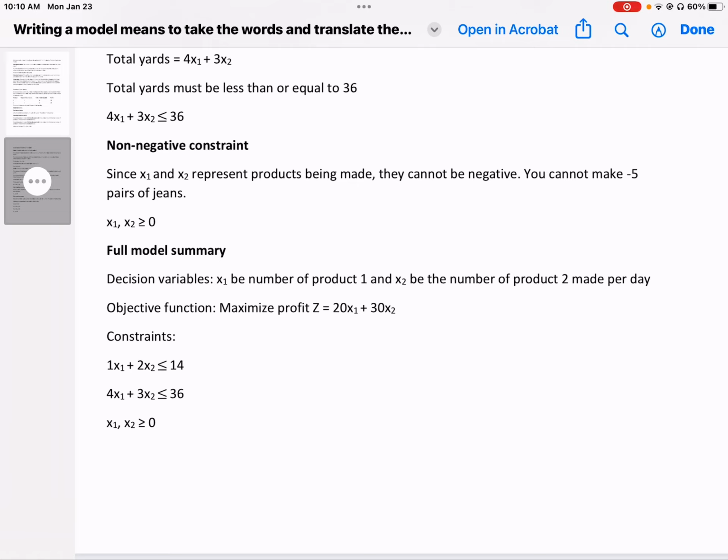And that is the end of creating the model. In another video, we will solve it.